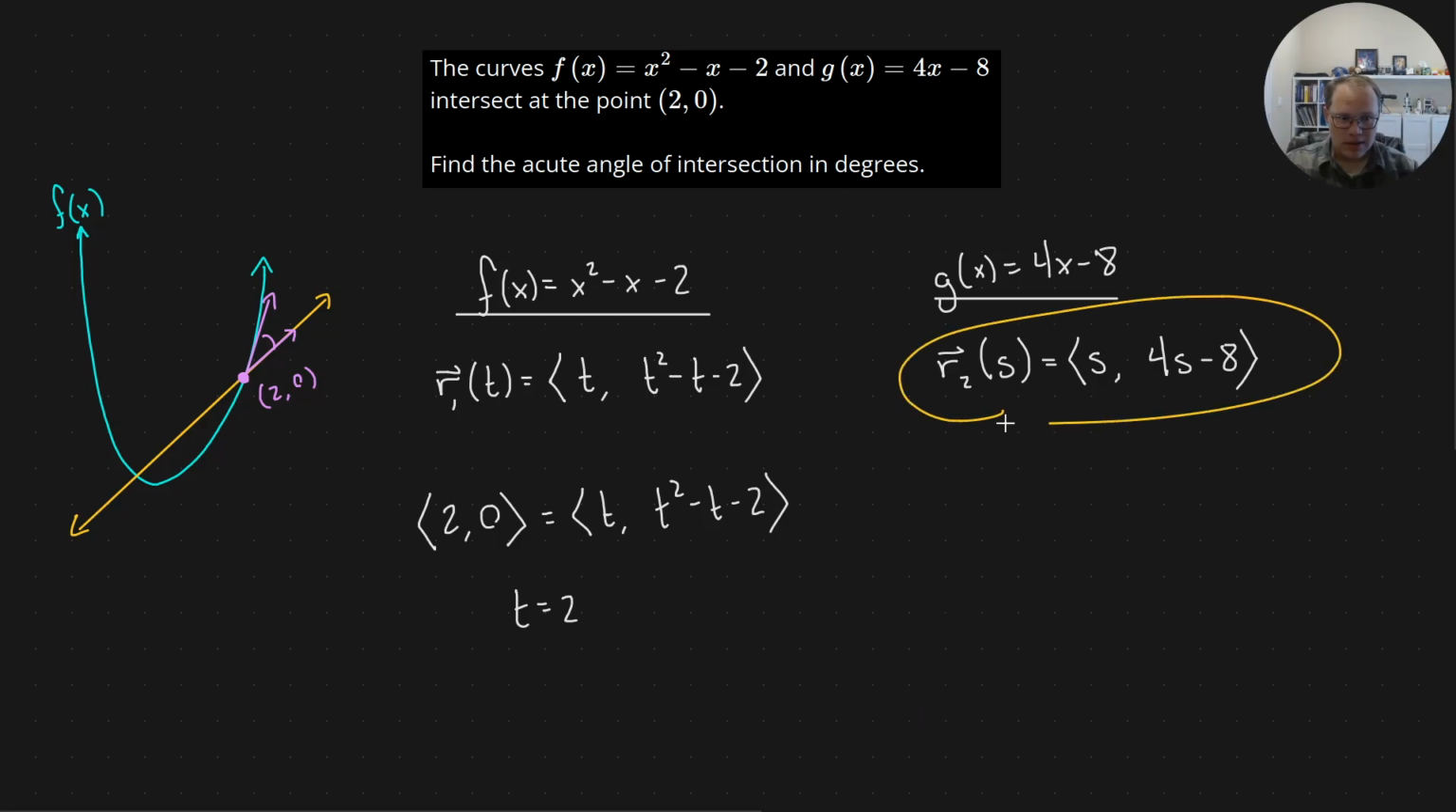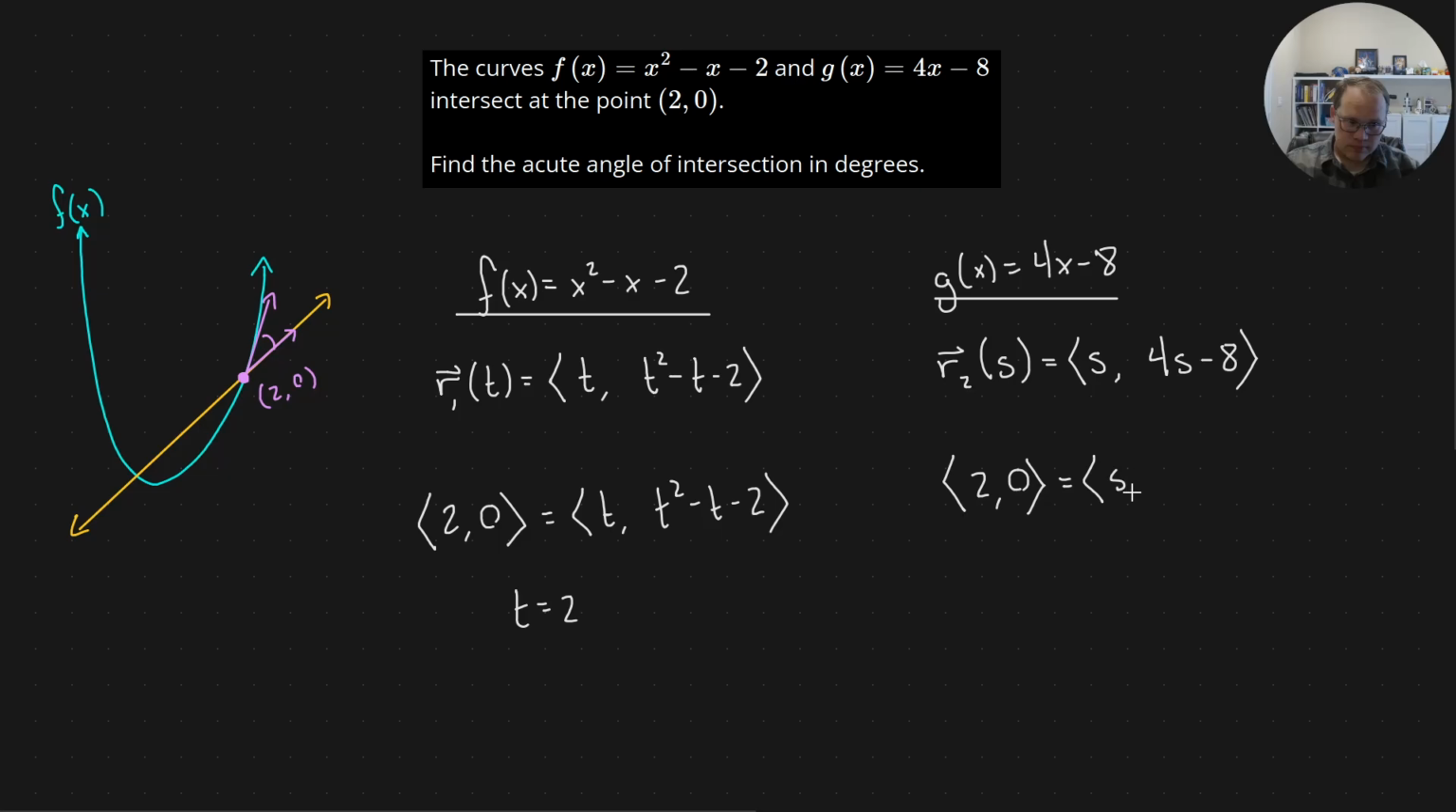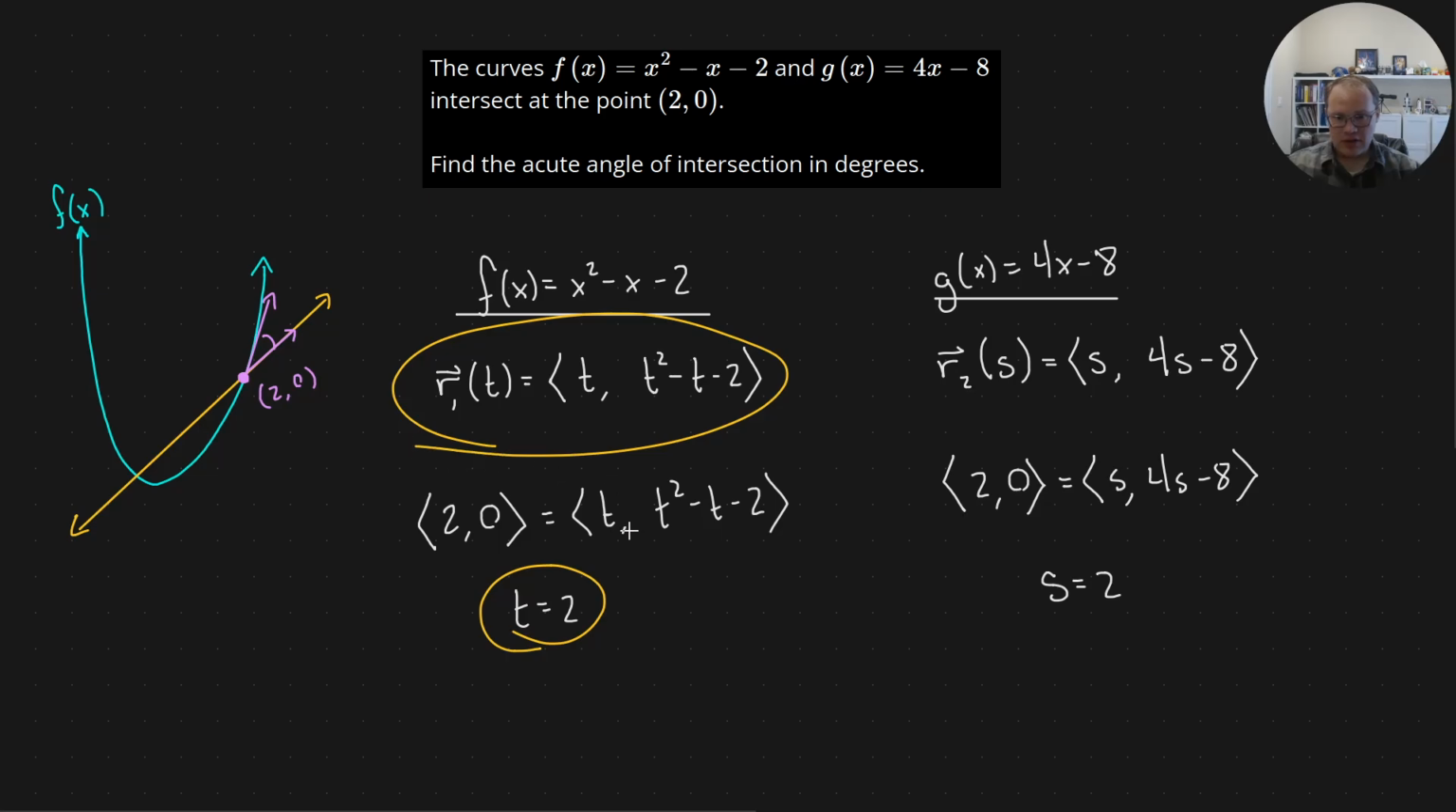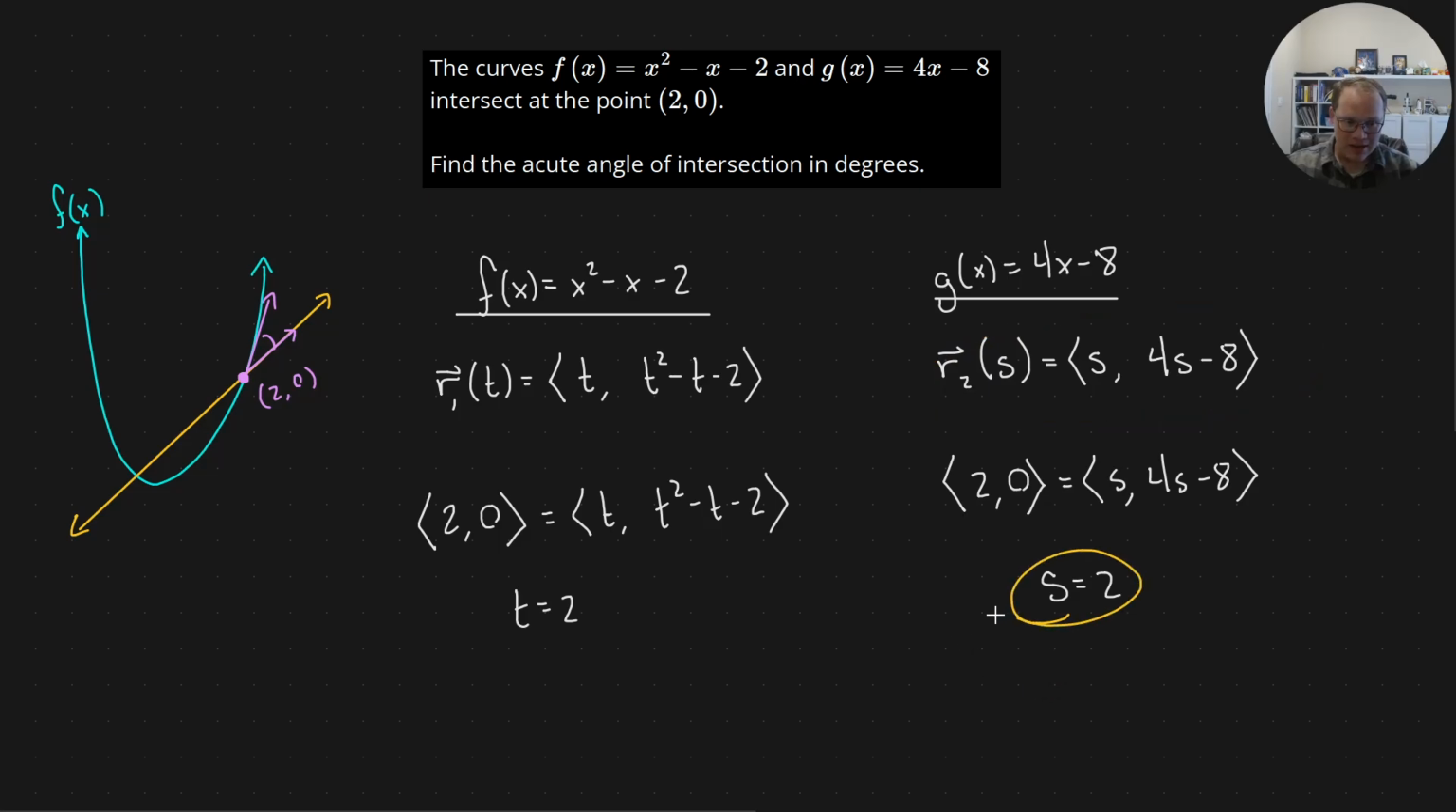Okay, let's take a look at this one. Now let's find out when this one hits 2, 0. Oh, hey, how about that? This one hits 2, 0 when s is 2, since this and this have to be equal. Now, in this particular case, these are the same value. Just be aware that they don't always have to be the same value. But now we know that this vector valued function hits the point of intersection when t is 2. This vector valued function reaches the point of intersection when s is 2.